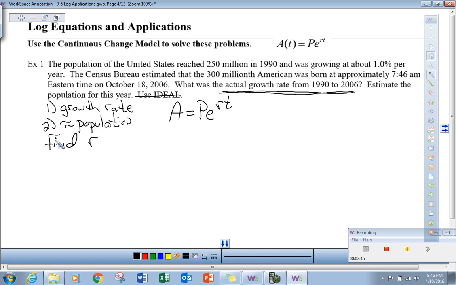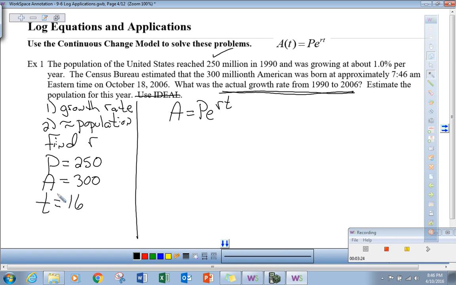Let's list the other things that we know. It looks like we started out at 250 million based on this information, so I know my P value is going to be 250 million. Our future amount value happens to be 300 million. I know R stands for my interest rate, and in this case T is going to be from 1990 to 2006. So T is going to be 16 years. So what I'd like for you to do on these is list the items that you know off to the left or across the top.